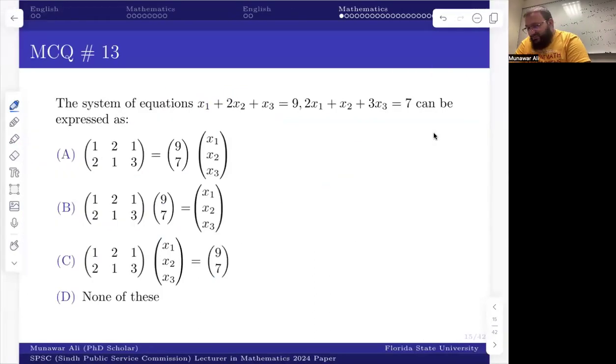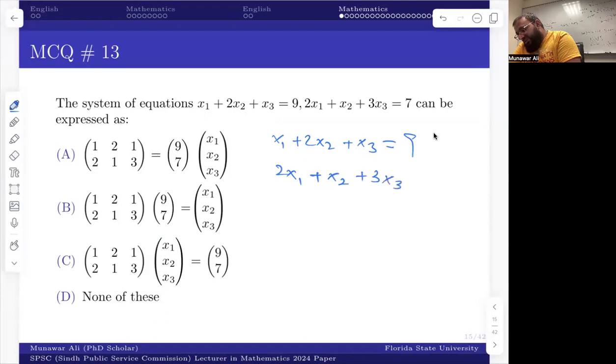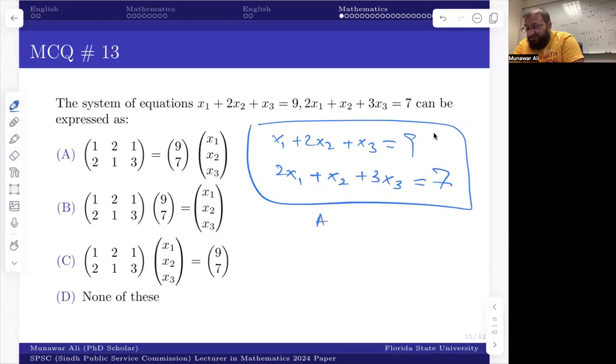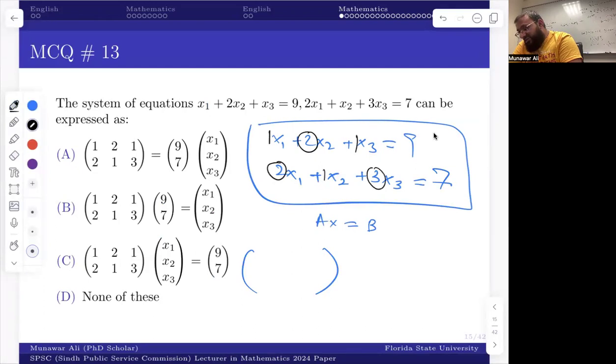MCQ 13 is a very simple one. You are given a system of equations: x1 plus 2x2 plus x3 equals 9, and 2x1 plus x2 plus 3x3 equals 7. These are two equations and three variables, and you have to write this in matrix form, where A is the matrix of coefficients. When you look at the coefficients, it's 1, 2, 1, 2, 1, 3.